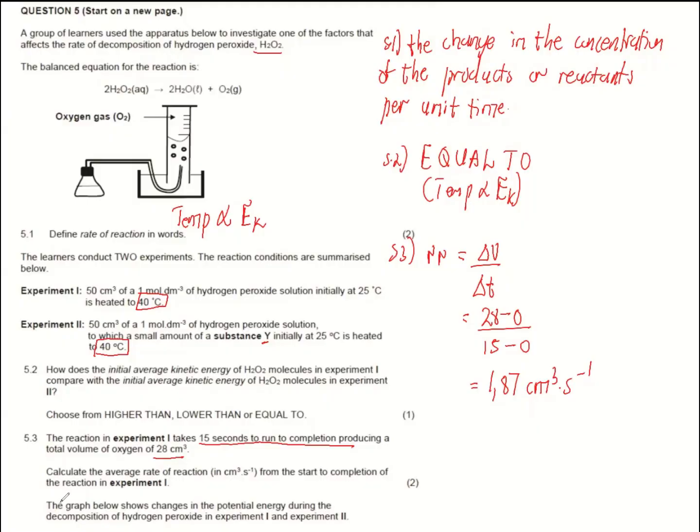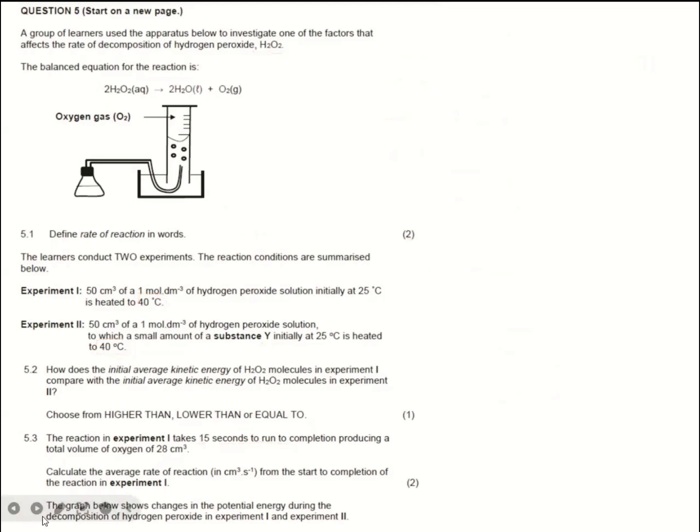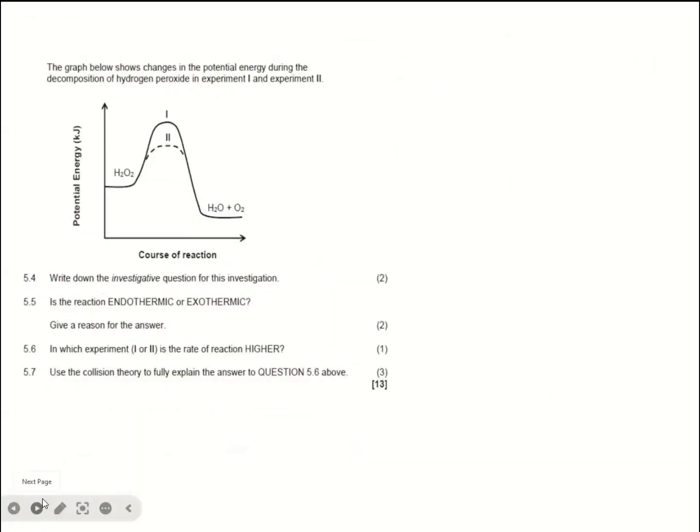Okay, then the graph below shows changes in the potential energy during the decomposition of hydrogen peroxide in experiment 1 and experiment 2. Let's take a look at that graph that they're talking about. So yes, here we are. And this is the graph here showing experiment 1 and experiment 2. Now in 5.4, they say, write down the investigative question for this investigation.